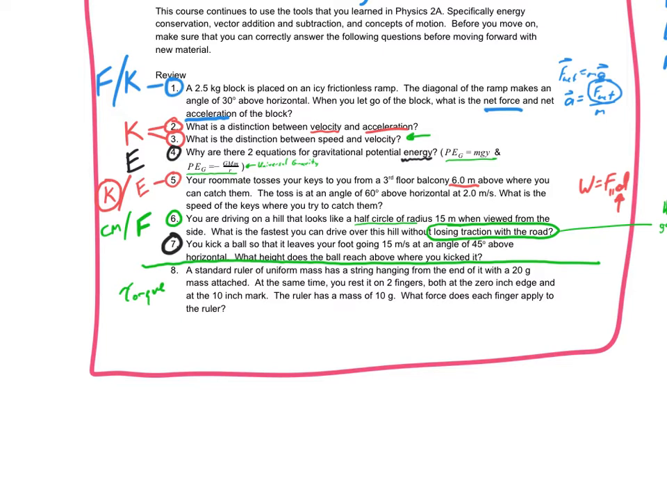There's a little bit more trigonometry involved, and there's a little bit more consideration of distinguishing horizontal and vertical motion. But number 7 is both kinematics and energy.